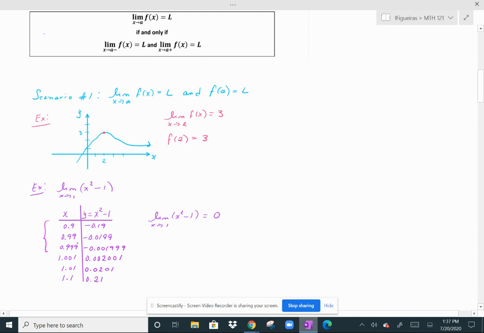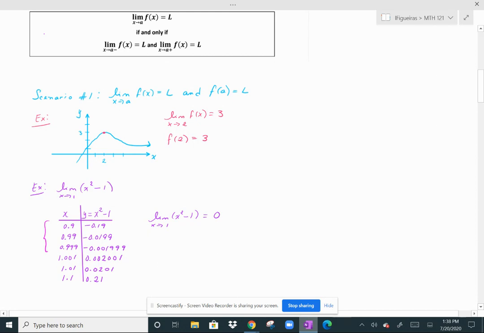And you can see I get closer and closer. I go from 0.9 to 0.99 to 0.999. And the y values are here, right? You plug that into your function, and it looks like your y values are getting smaller and smaller, because negative 0.19 is definitely greater than what you see here, negative 0.001999.